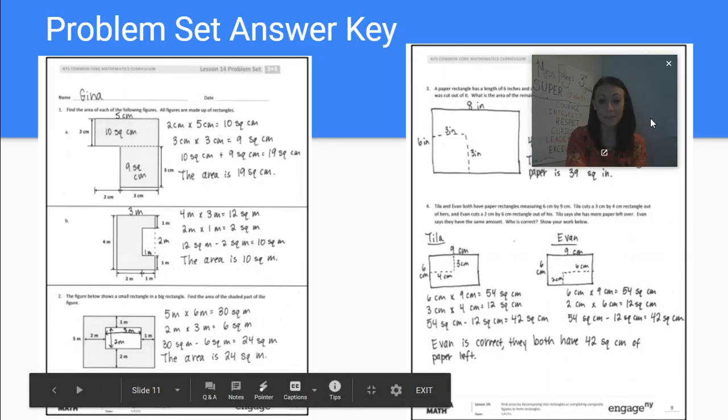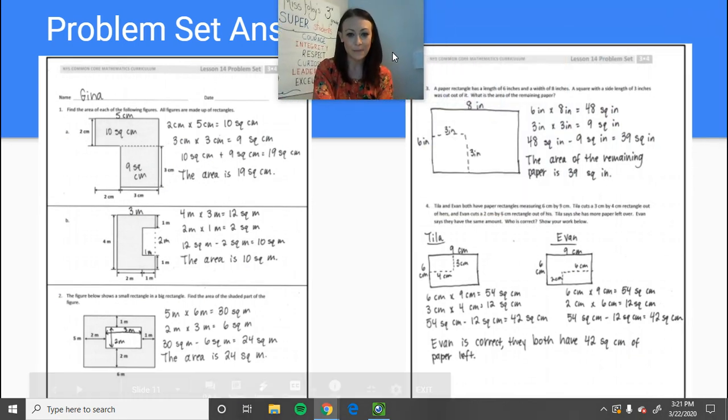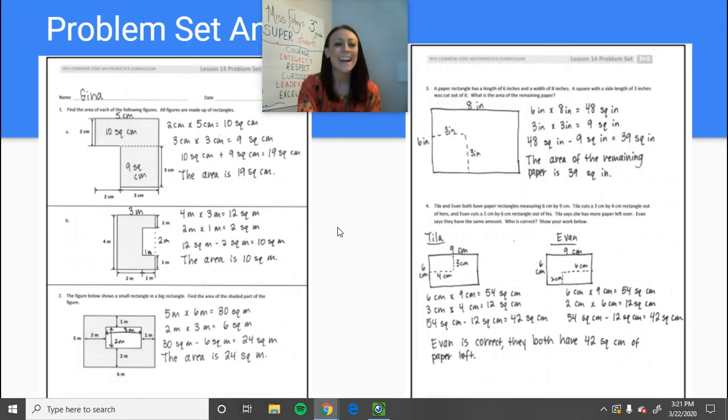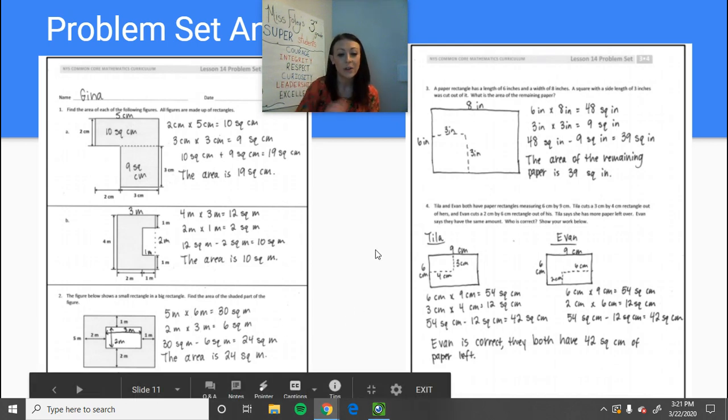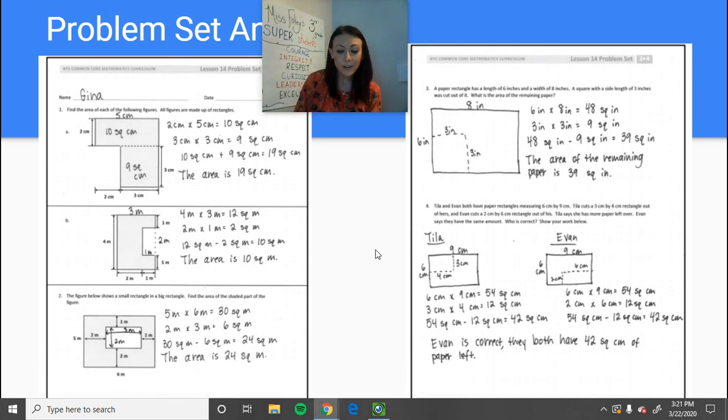Okay, let me move myself where I'm not going to get in the way of anything. All right, so here are the answers to check your work. Like I said earlier, we already did 1A and number 2 together, so you should have those correct. You'll see 1B, 3, and 4 here for you to check your work with.